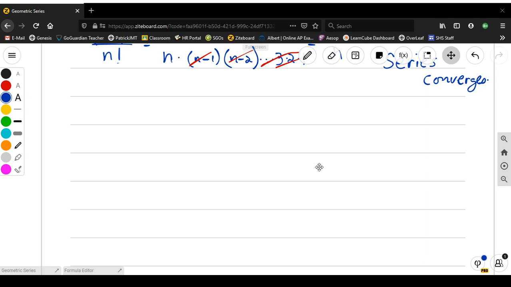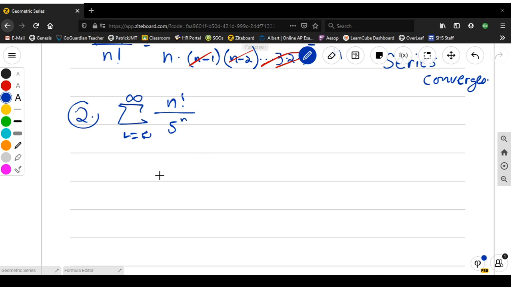Okay, let's take a look at another example here. Okay, so this time we're going to have a series n equals 0 to infinity, and this is going to be n factorial all over 5 to the n. Okay. Again, you got your factorial in there. We're going to go ahead and do a ratio test.